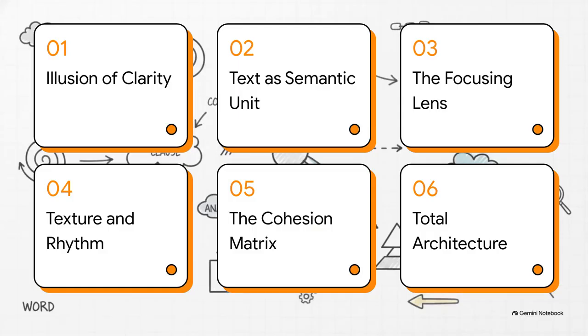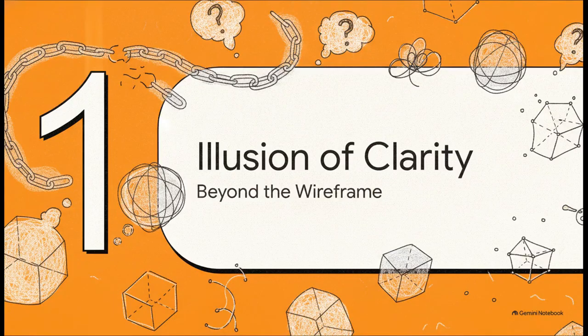Here is our roadmap for mapping out the architecture of language today. We'll cover the illusion of clarity, redefine the text as a semantic unit, and explore the focusing lens. Then, we'll analyze texture and rhythm, decode the cohesion matrix, and finally, look at total architecture. Let's get started. Section 1.